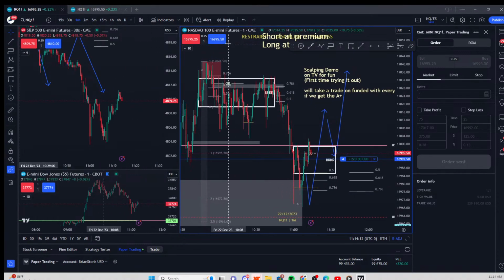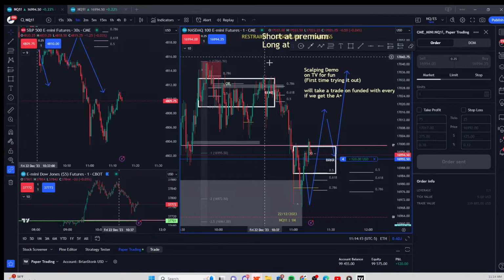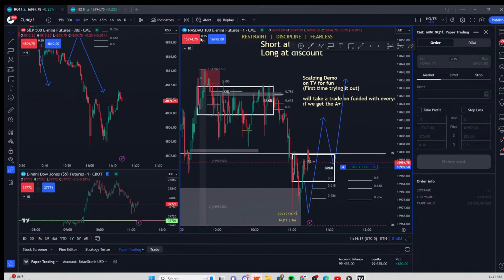But is this even good fills? Let's see. It's only a tick difference. Okay, that's not that bad then. Because I usually never market, I just do limit orders.